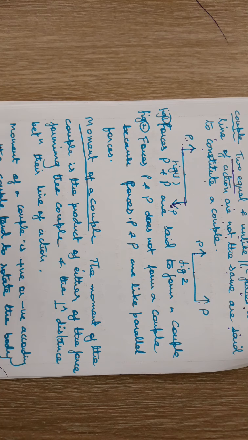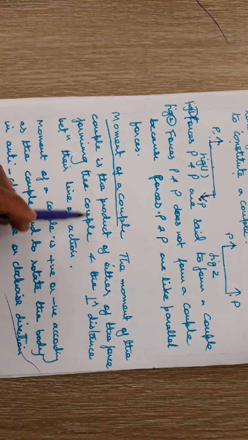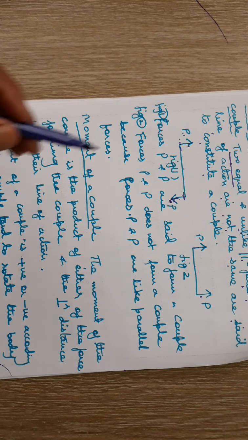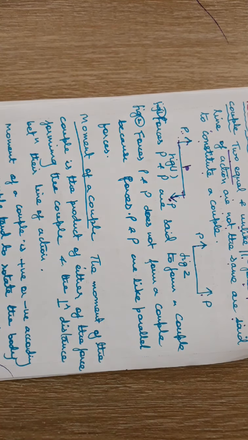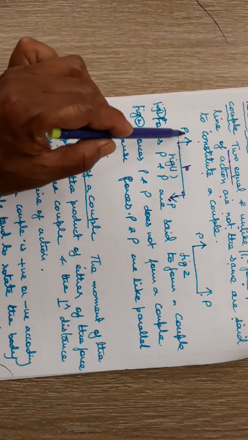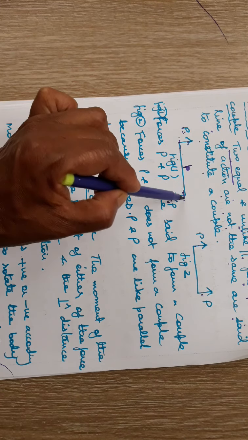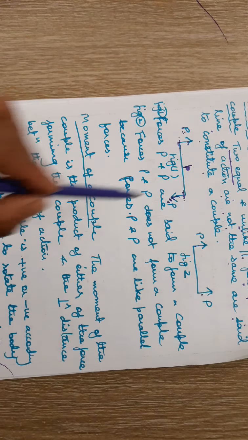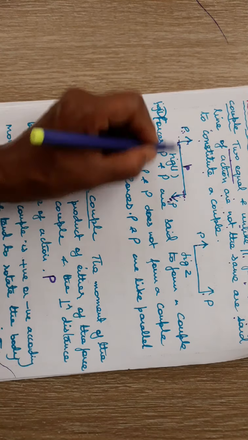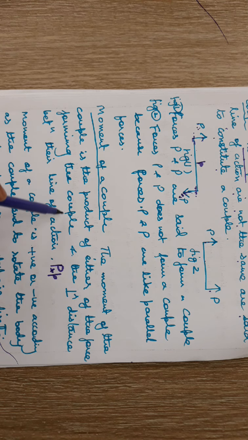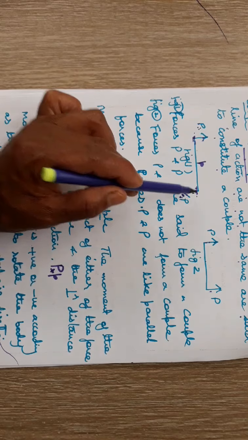Moreover, this couple has a moment that is either positive or negative. Let me first define the moment of a couple. As you can see in figure 1, the forces P and P constitute a couple, and the distance between them is denoted by small p. The moment of a couple is the product of either of the forces forming the couple and the perpendicular distance between their lines of action.